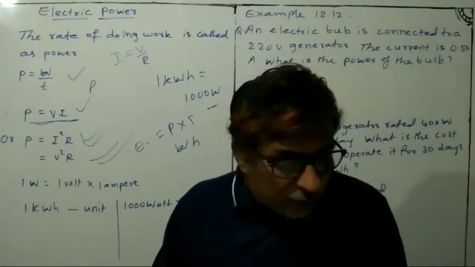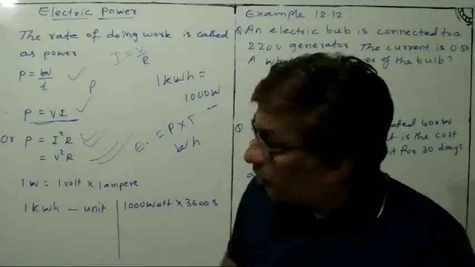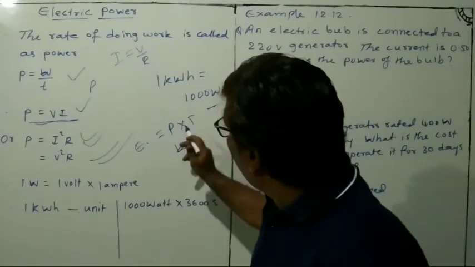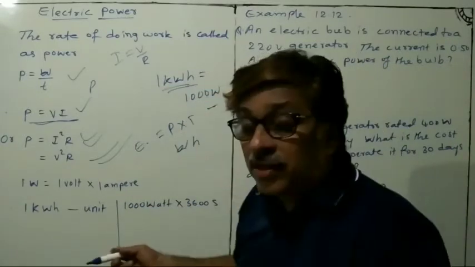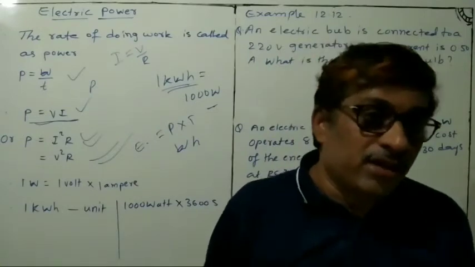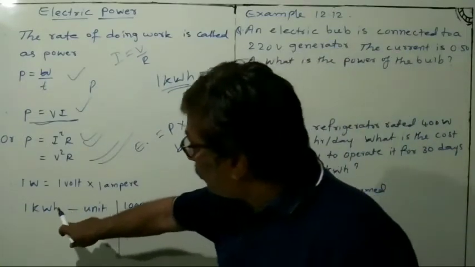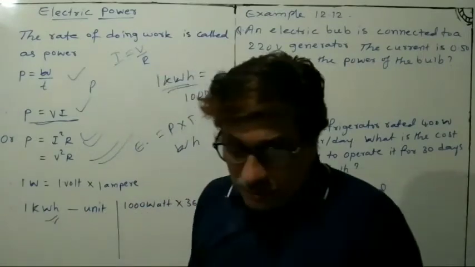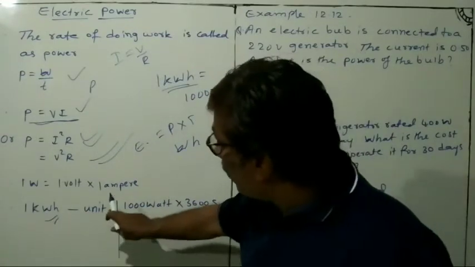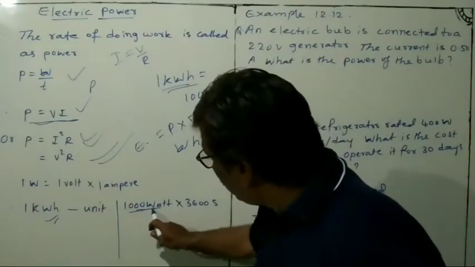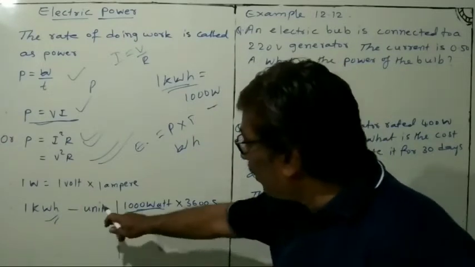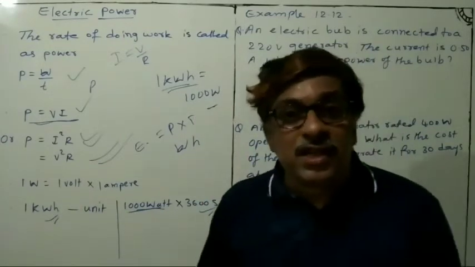The commercial unit of energy is kilowatt hour. This is also called a unit. So 1 kilowatt hour is equal to 1000 watt multiplied by 1 hour, which means 3600 seconds.